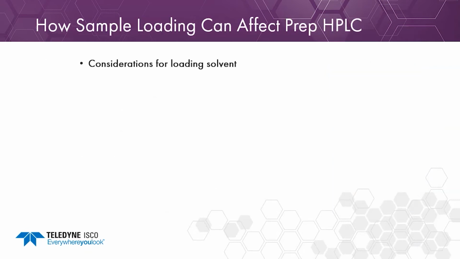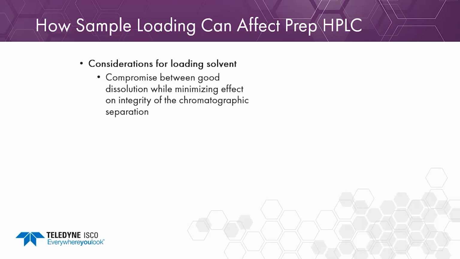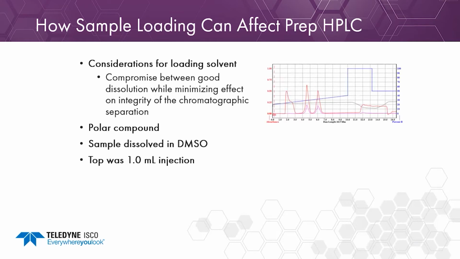So how can sample loading affect prep HPLC? Considerations for your loading solvent. Like for flash, it's a compromise between good dissolution while minimizing the effect on integrity of the chromatographic separation, right? So this is a polar compound dissolved in DMSO. The top is a 1 milliliter injection. You can see the DMSO peak here is that first peak, and then we get baseline resolution between the next two compounds, which are both fairly early eluting compounds.